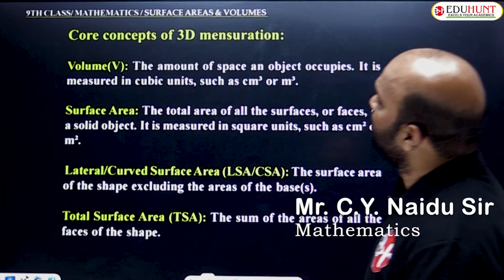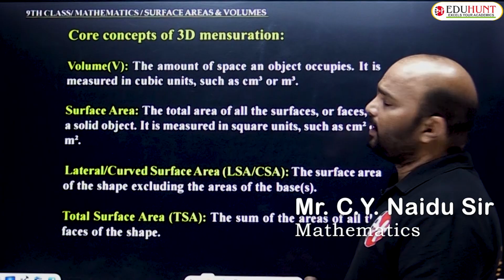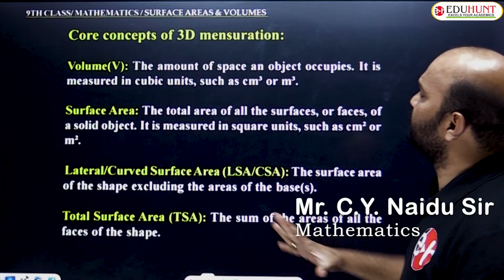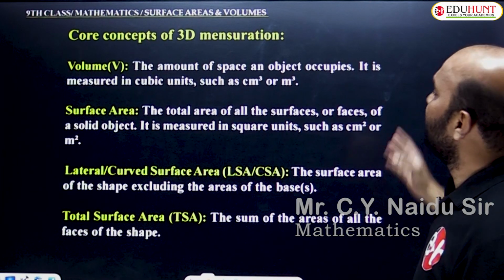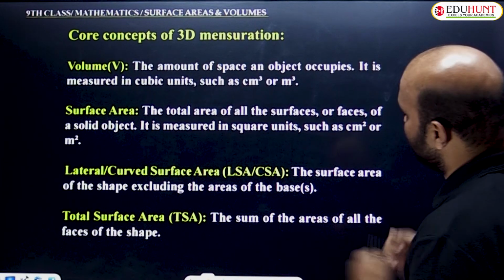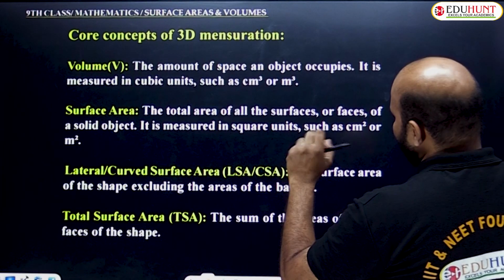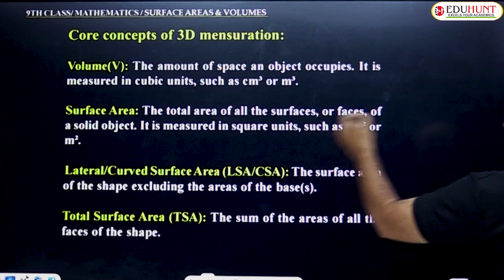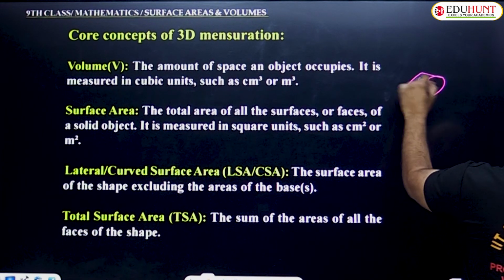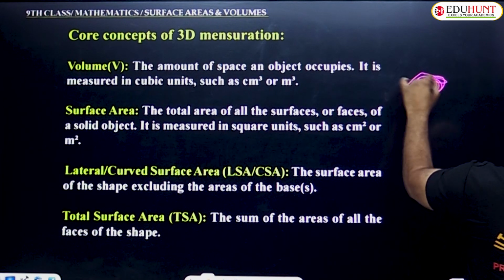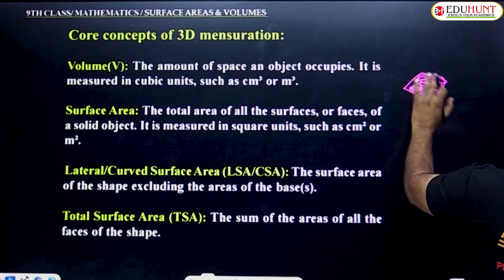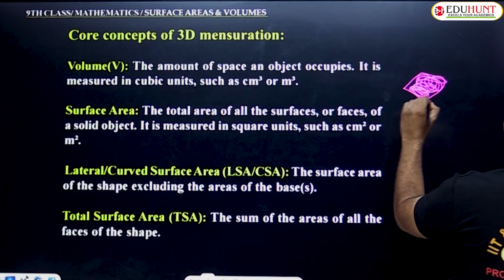So first one, volume. It is denoted as capital V. The amount of space an object occupies. It is measured in cubic units such as centimeter cube or meter cube. So clearly we need to notice that. If an object is given, for example, this is a solid object, the amount of space the object occupies is measured with cubic units.